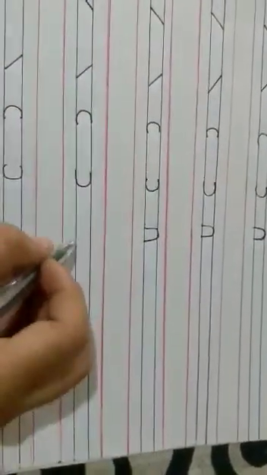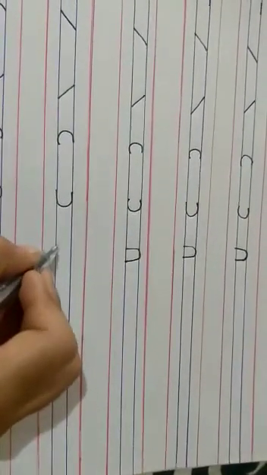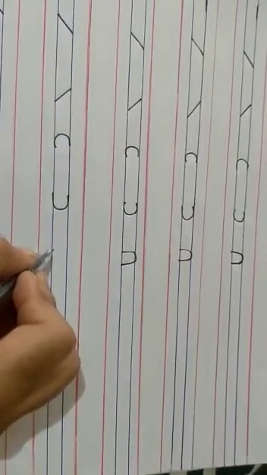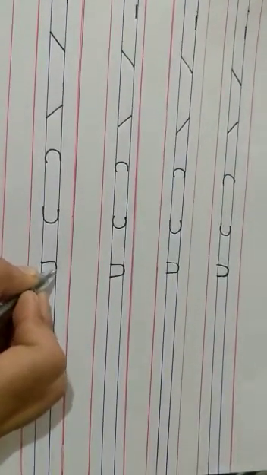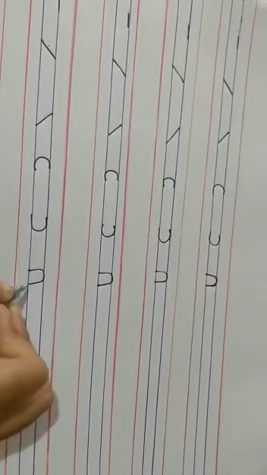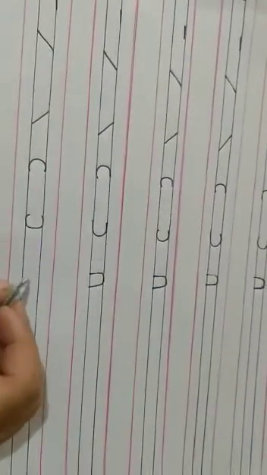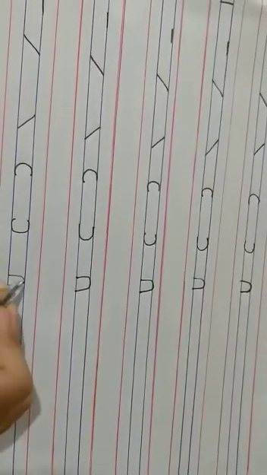Okay, you can see how I'm making. This is downward curve. We will start from the bottom blue line, move upward, touch the top blue line, and then turn towards the bottom. Okay, this is downward curve line. Can you see how I'm making this downward curve line?